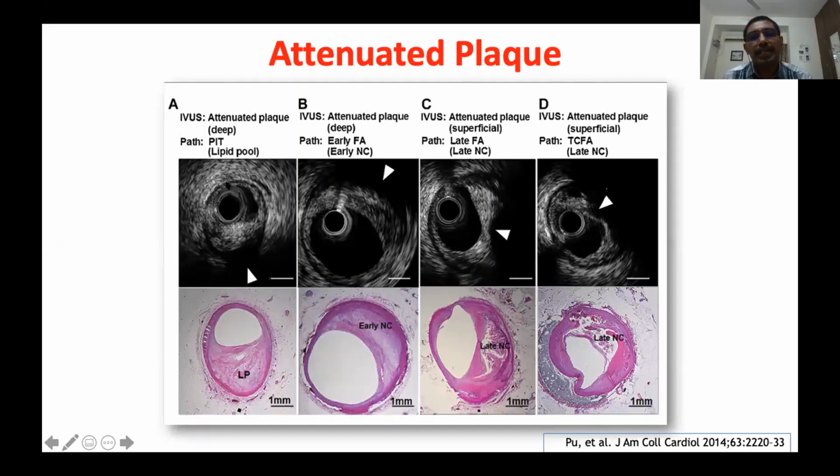So the deeper ones are either pathological intimal thickening, that is the earliest atherosclerotic abnormality, or early fibroatheroma, either lipid or early necrotic core. Superficial attenuation is late necrotic core with advanced fibroatheroma, and very superficial ones with a thin layer are thin cap fibroatheroma. However, IVUS doesn't have the resolution to measure the thickness of the fibrous cap. That is indirectly evidenced by this attenuation, which is closer to the lumen.